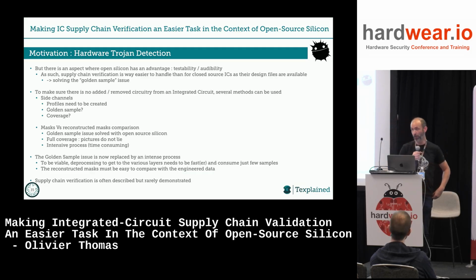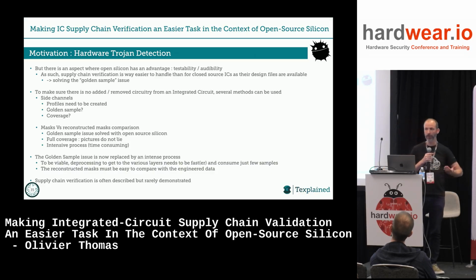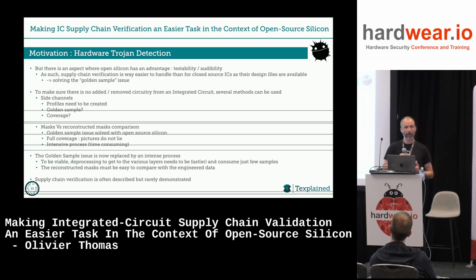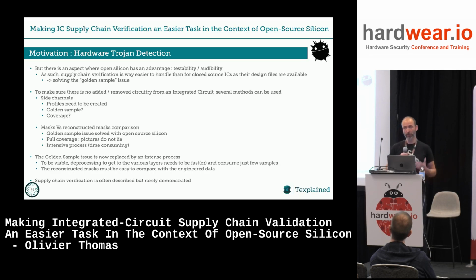And I think you all heard about this. The main issue will be to get a golden sample. You can say, yeah, we can do a side channel to see if the sample is the genuine design. You will have some issues because you don't know if you will cover all of the possibilities to trigger the backdoor and stuff like this. So it's difficult. The way we would do it at Explain, of course, would be to reconstruct the mask and to compare this with the original design.